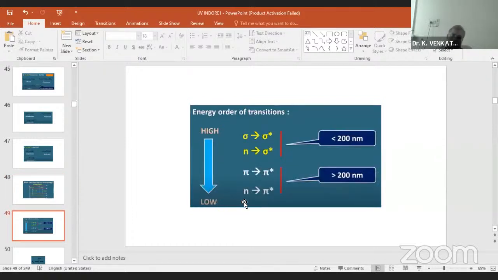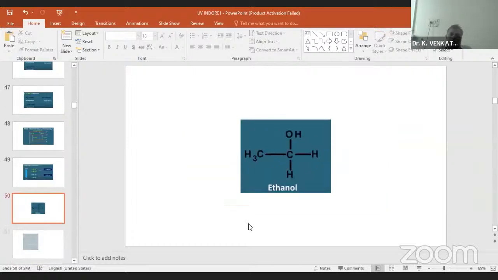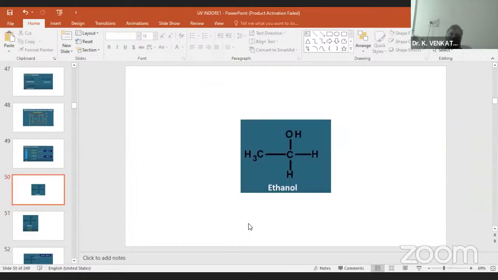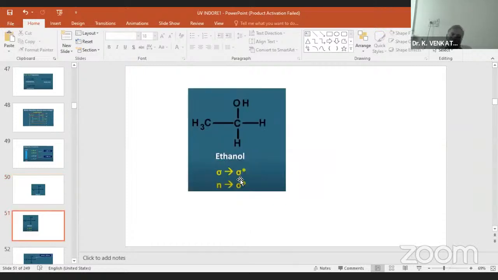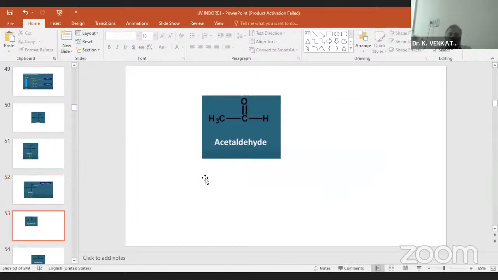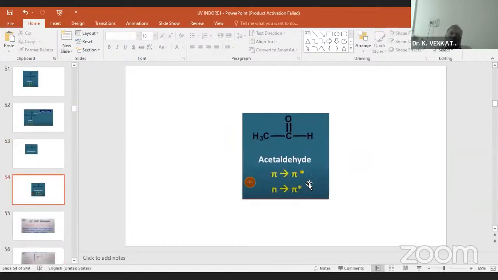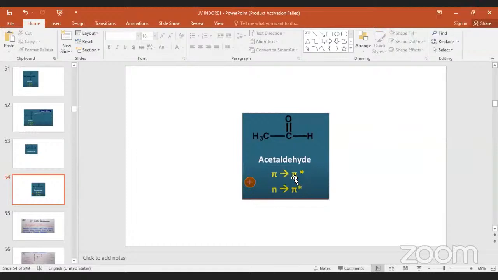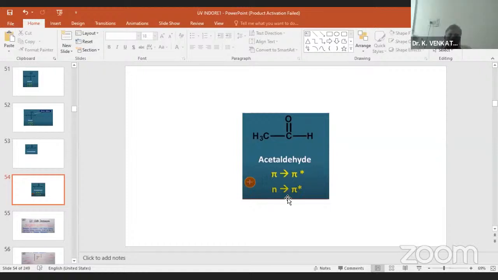This order is for high energy, and this is for low energy. So ethanol has 2 types of transition possible: sigma to sigma star and n to sigma star. So the absorbance is less than 200 nanometers because sigma to sigma star and n to sigma star are possible. Acetaldehyde, 2 transitions are possible: pi to pi star and n to pi star.